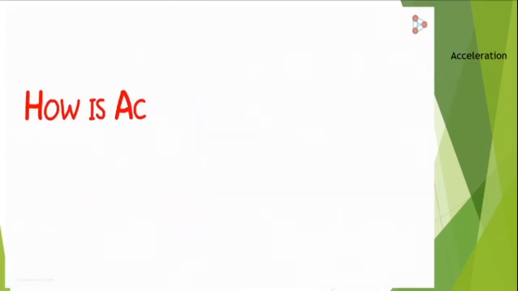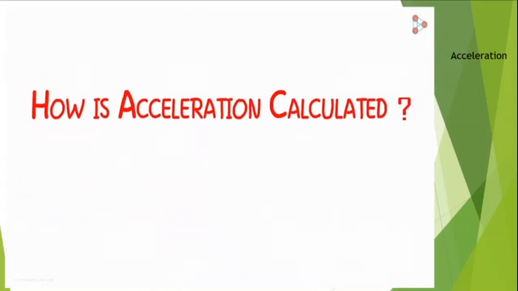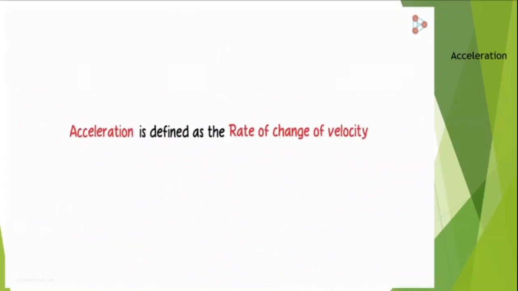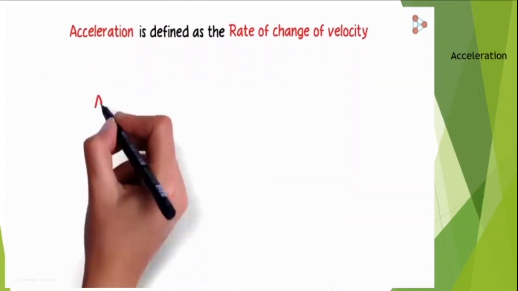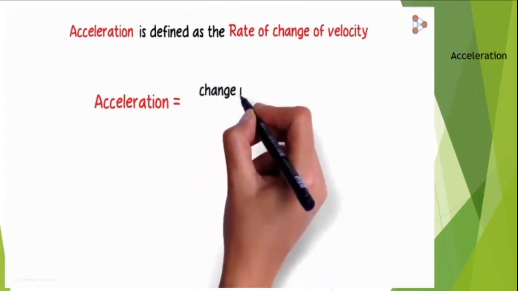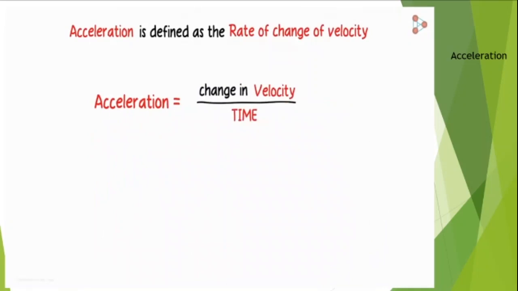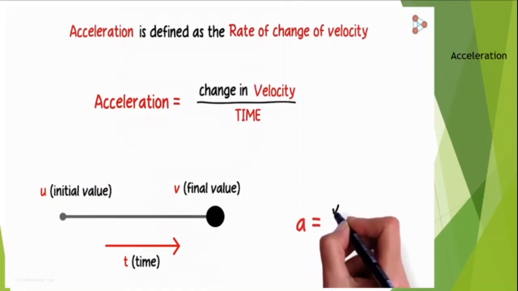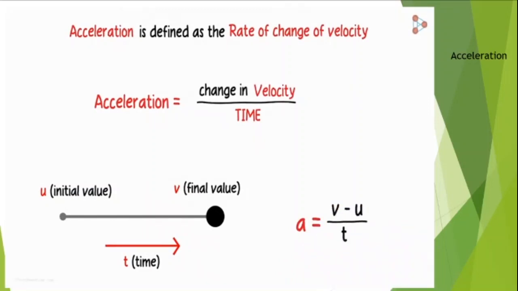But how is acceleration calculated? Acceleration is defined as the rate of change of velocity. In terms of a formula, acceleration can be written as change in velocity over the time taken. If the velocity of an object changes from an initial value of u to the final value of v in time t, then the acceleration a can be written as (v - u) / t.